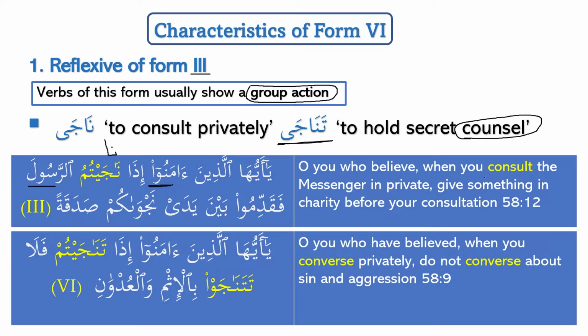So when you consult the messenger, how many participants are there? We have the group, the believers, and then we have ar-rasul, which is singular, 1 person. Then if we take it into form number 6, Ya ayyuhalladhina amanu idha tanajaytum. Now it is tanajaytum, which is the past form of tanaja. Fala tatanajaw bil ithmi wal udwan. O you who have believed, when you converse privately, do not converse about sin and aggression.